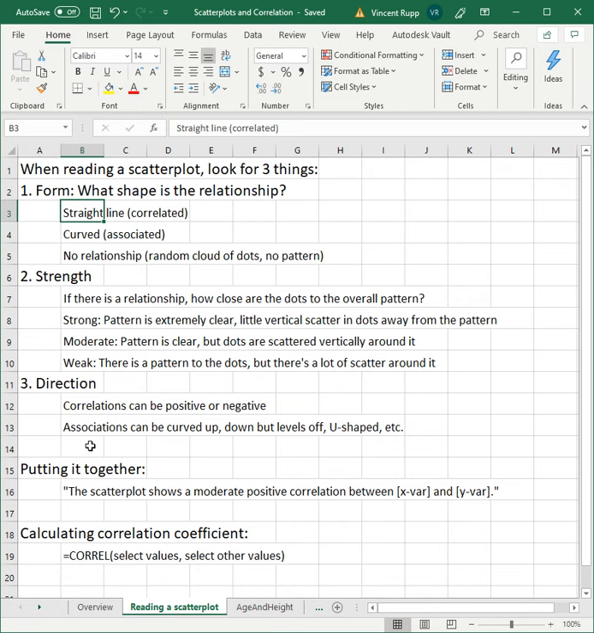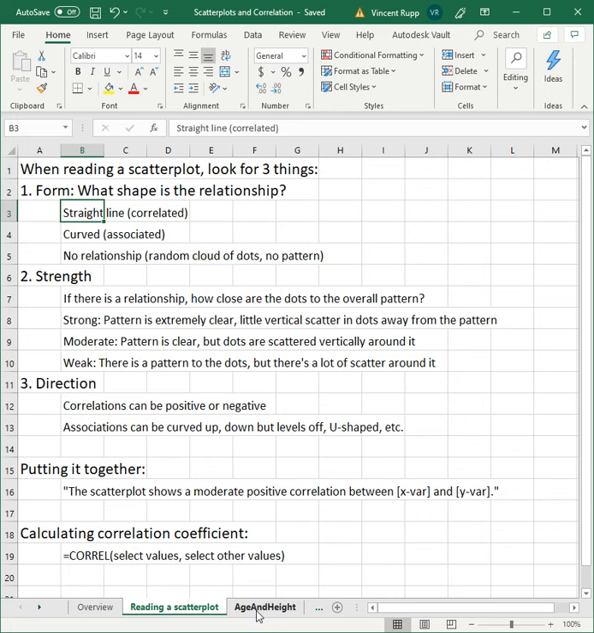If you put it together, you just have a sentence like, the scatter plot shows a moderate positive correlation between whatever the x variable is and whatever the y variable is. If you want to calculate the correlation coefficient, you use the Excel command equals CORREL, C-O-R-R-E-L, select some of the values, comma, select the other values.